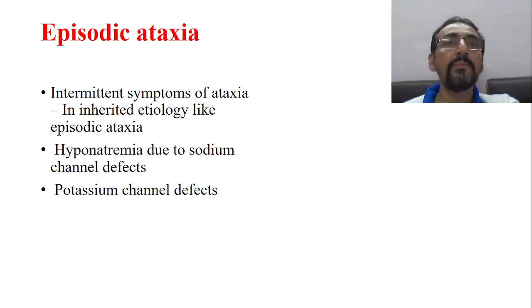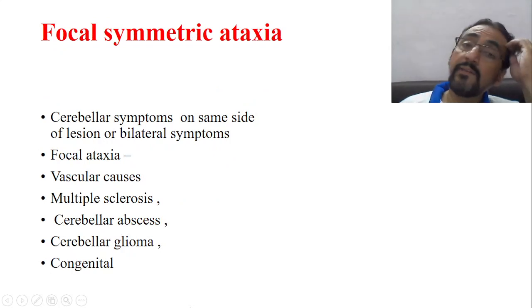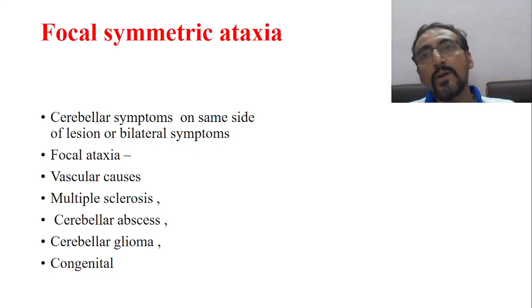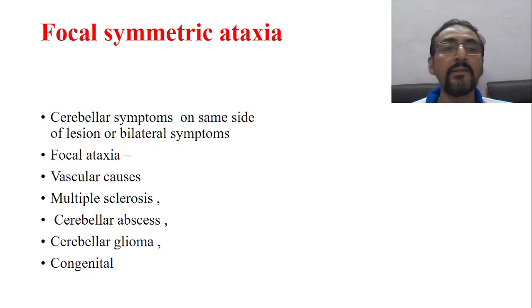Episodic ataxia, which comes in episodes. Usually this is in case of metabolic problems. Most common is hyponatremia, sodium depletion. Even some potassium channel defects and sodium channel defects may cause episodic ataxias. Another is focal symmetric ataxia. Focal, symmetric. Both sides the upper limbs are gone. Both sides the trunk is gone. That means right and left, like that. So now, cerebellar symptoms on the same side of the lesion, or there may sometimes be bilateral symptoms also.